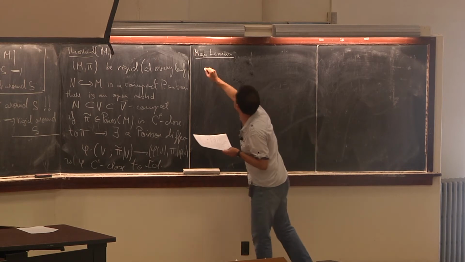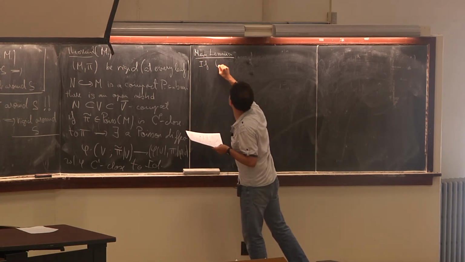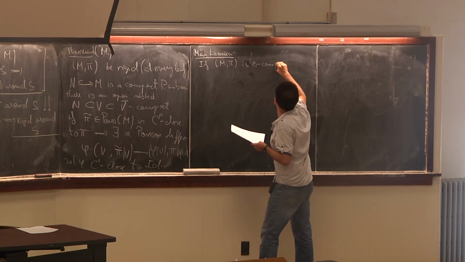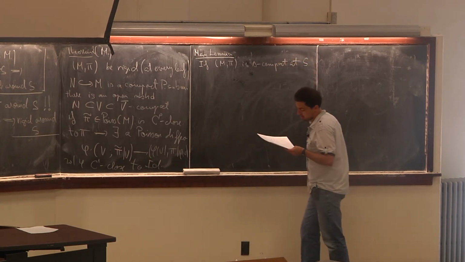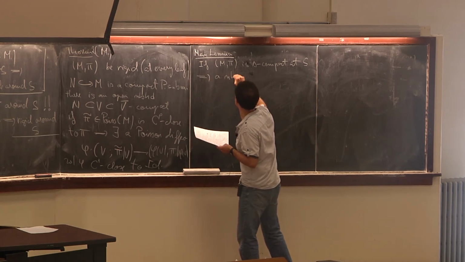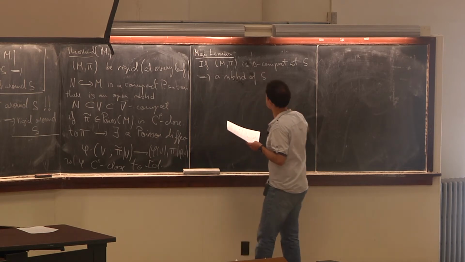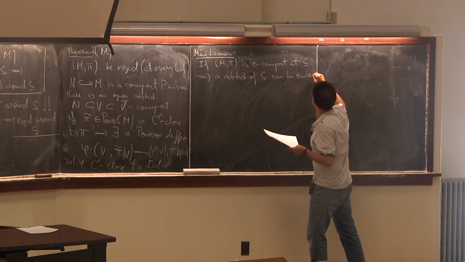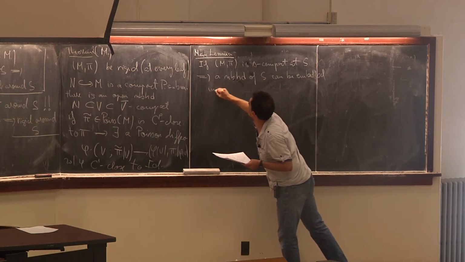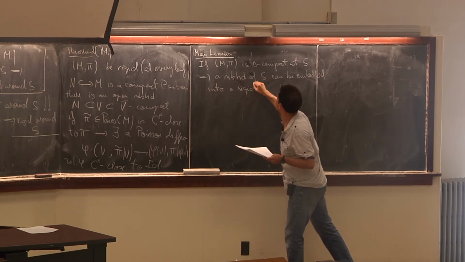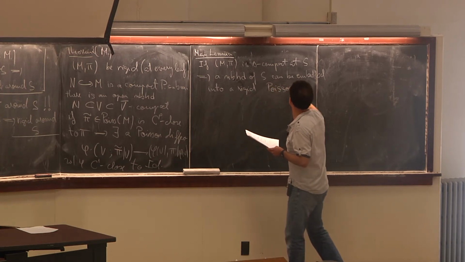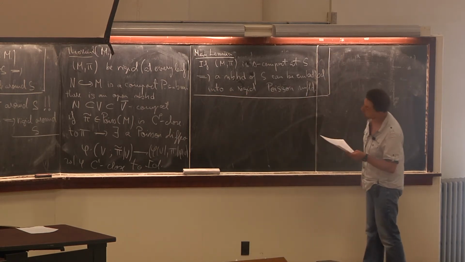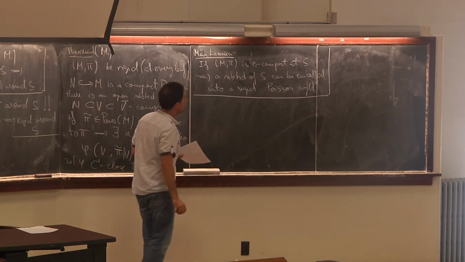Which says the following. So if you start with a Poisson structure that is S compact at a leaf S, then it follows that a neighborhood of S can be embedded into a rigid Poisson manifold. And the proof is pretty easy.